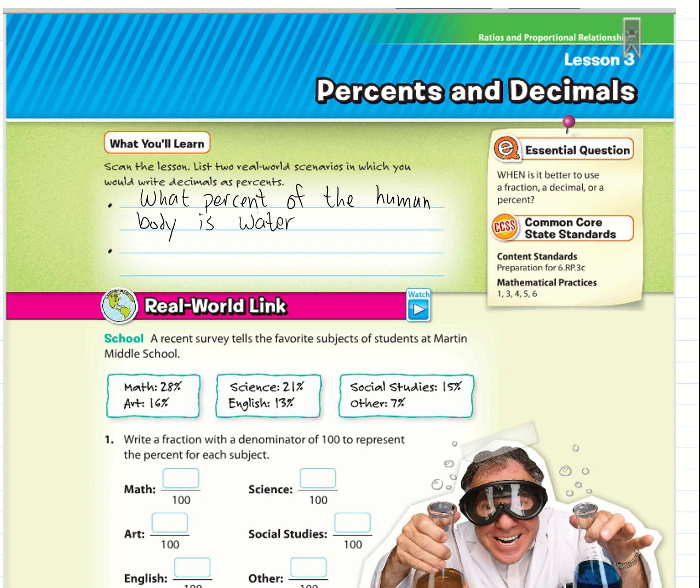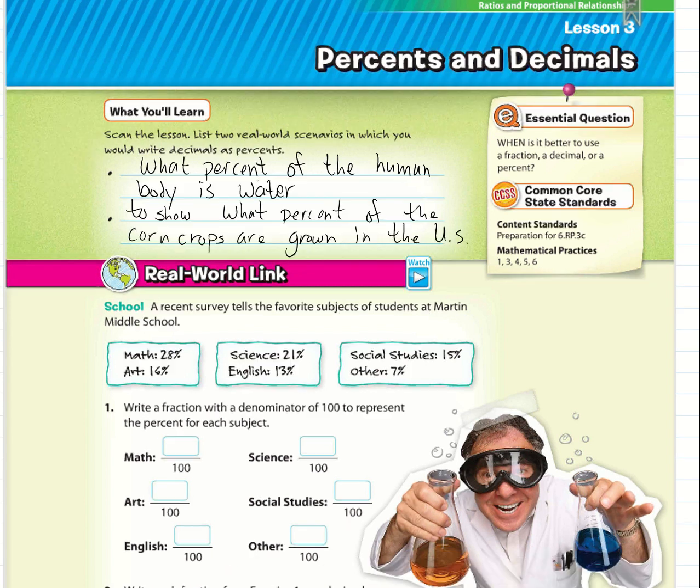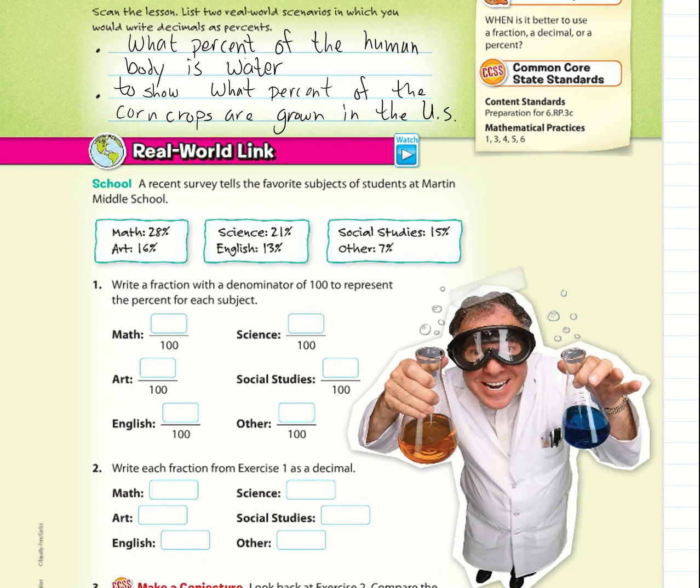Another real world scenario is we can say what percent of the corn crops are grown in the United States. So I just put US. But we're going to move on to the real world link.